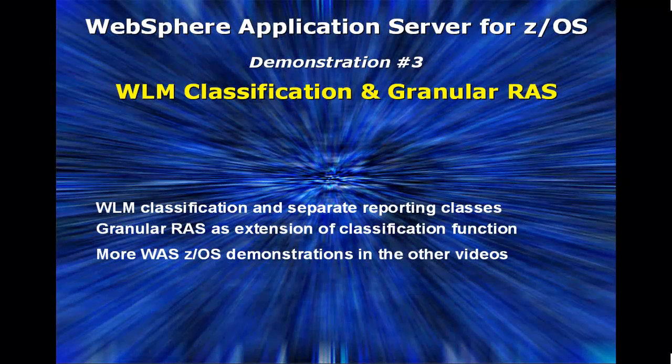And that's the end of this video demonstration in which we looked at WLM classification and how it's possible to get separate reporting classes to be used for applications within the same application server. And we looked at the Granular RAS function, which was a way to drive WebSphere behavior down to the application request level. And that's helpful when you have multiple applications in the same server, but they have a requirement to have different settings. There's more WAS zOS demonstrations in the other videos.